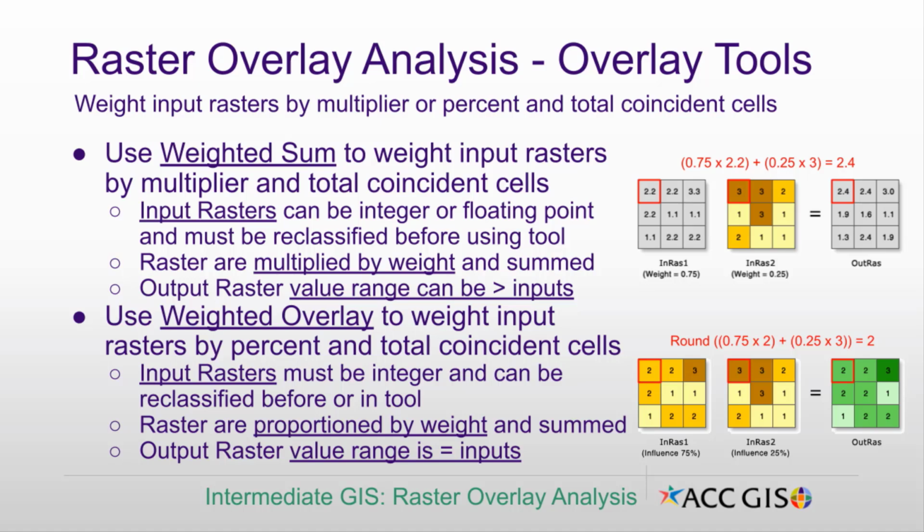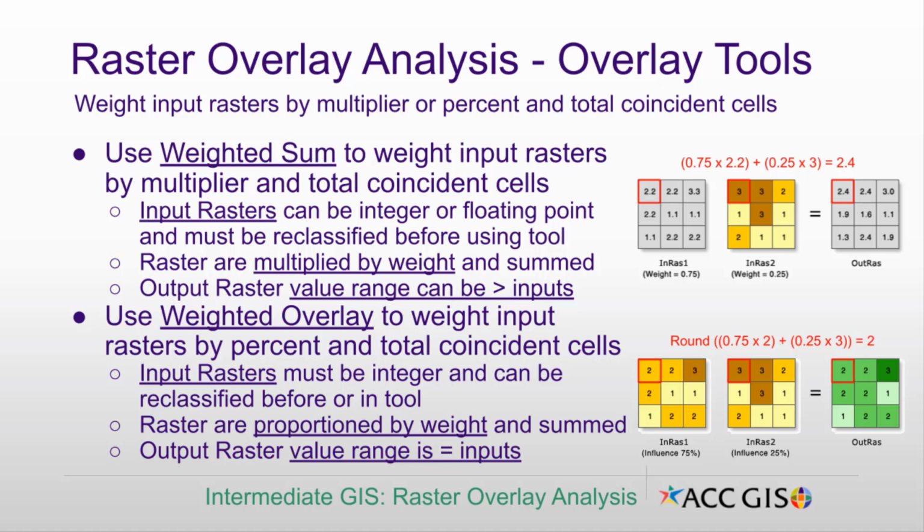Now, this is an important point because we use the weighted overlay geoprocessing tool to weight input rasters by percent and total coincidence cells. And if you go all the way to the last bullet point, you can see that the output raster value range is equal to the inputs. It can't exceed. And so the input rasters for the weighted overlay tool must be an integer and can be reclassified before or in the tool.